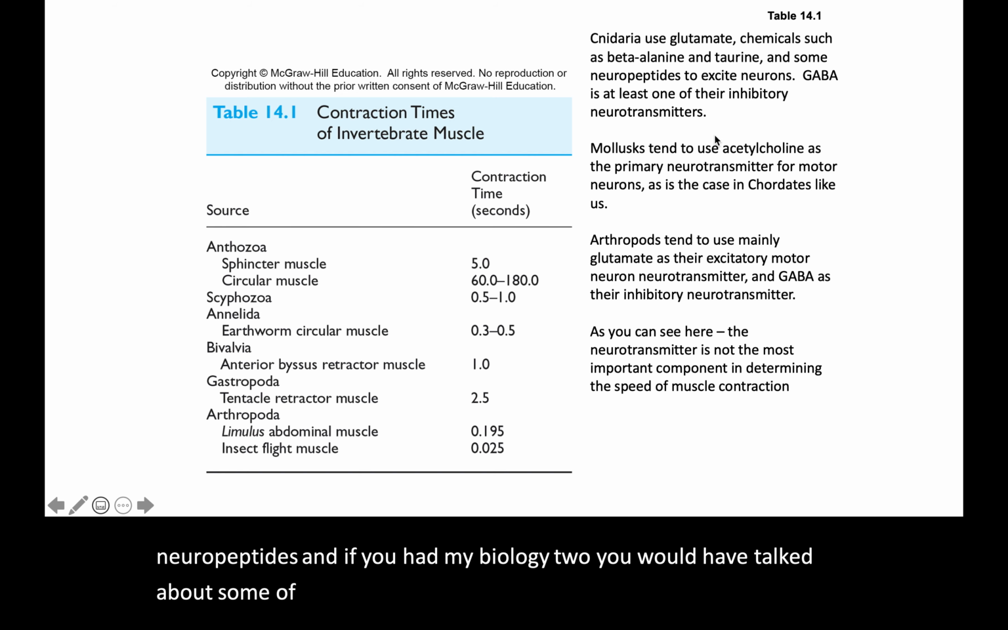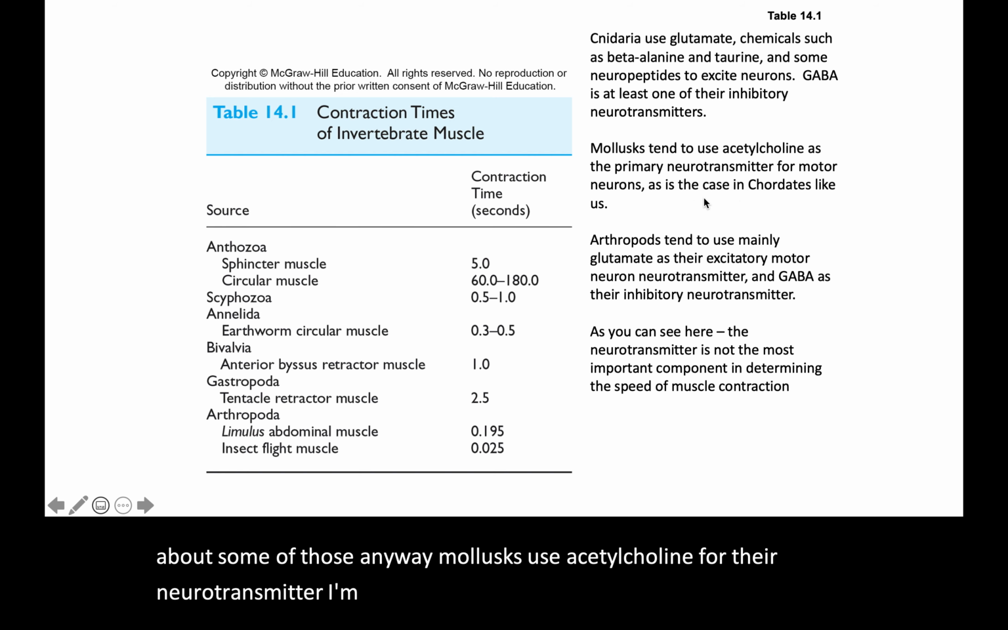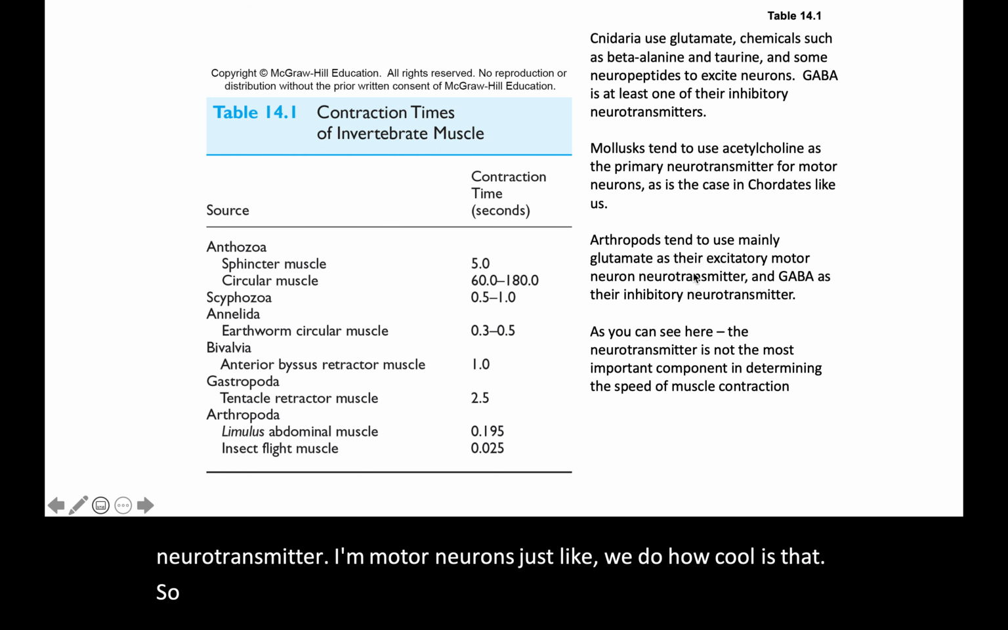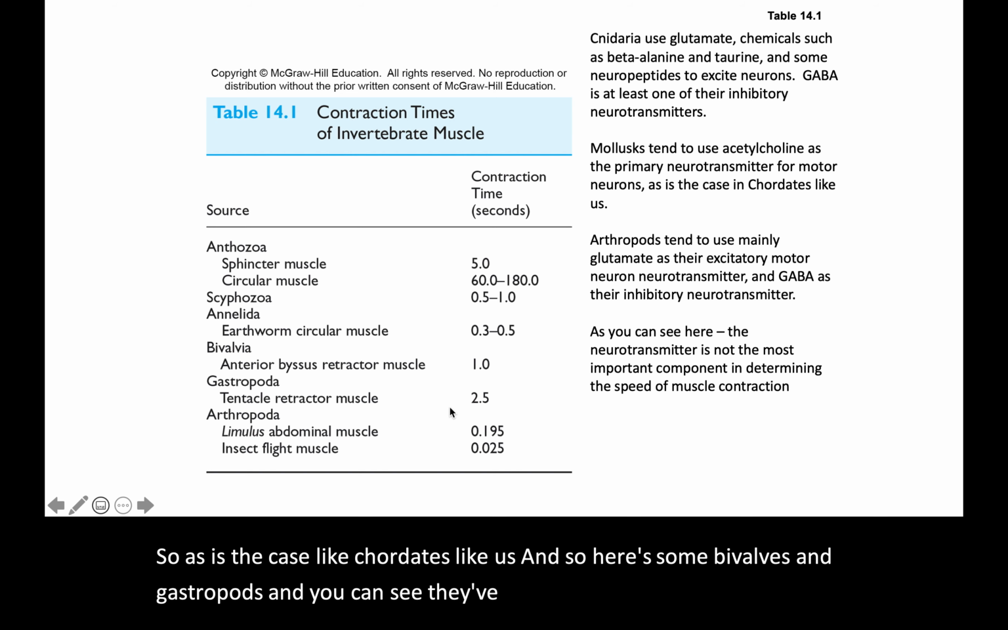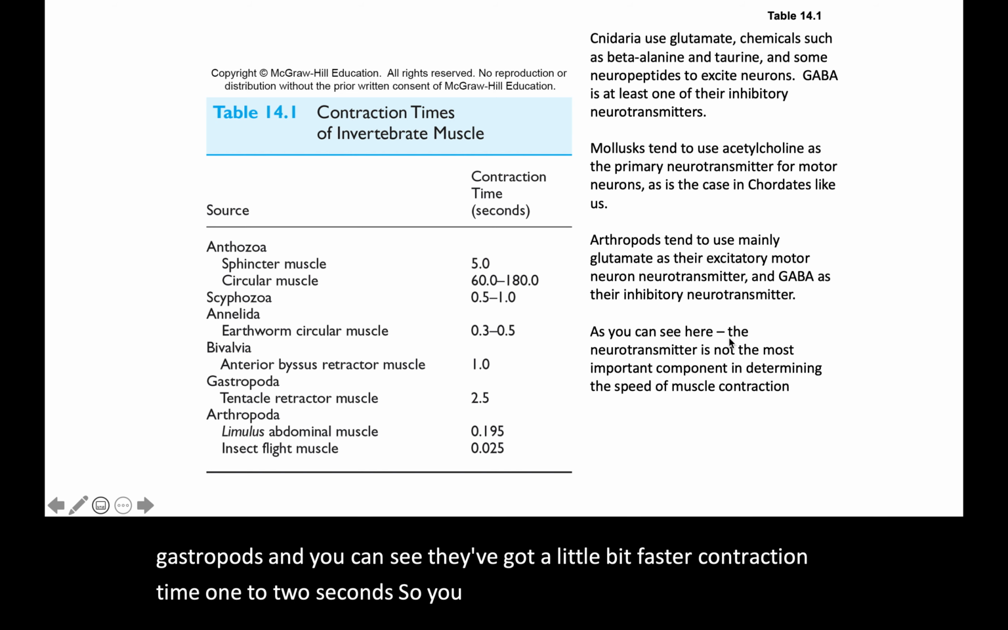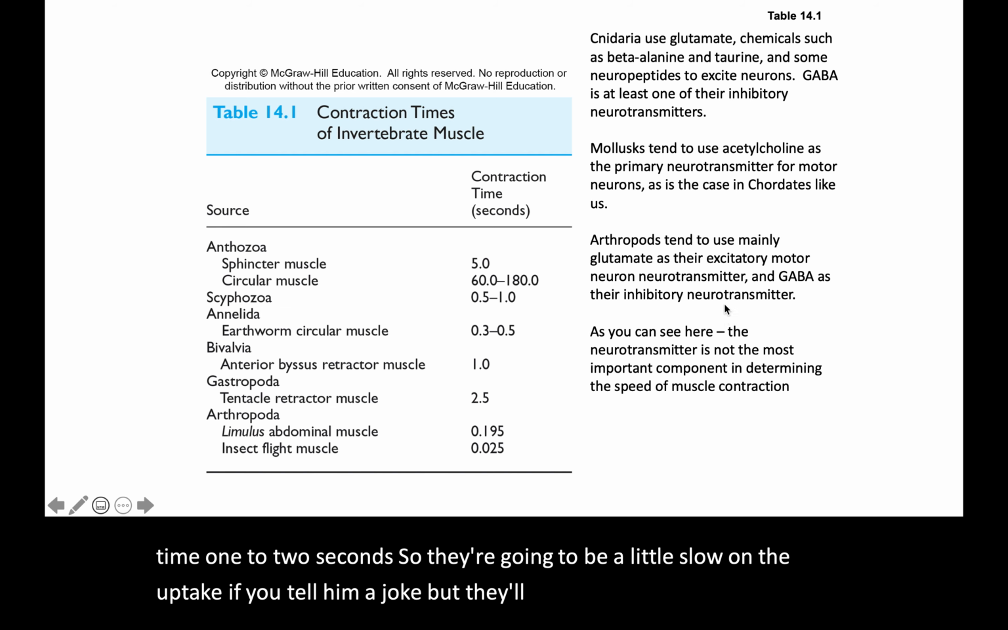Anyway, mollusks use acetylcholine for their neurotransmitter on motor neurons, just like we do. How cool is that? So as is the case like chordates like us. And so here's some bivalves and gastropods, and you can see they've got a little bit faster contraction time, 1 to 2 seconds. So, you know, they're going to be a little slow on the uptake if you tell them a joke, but they'll laugh eventually. You won't have to wait 3 minutes.